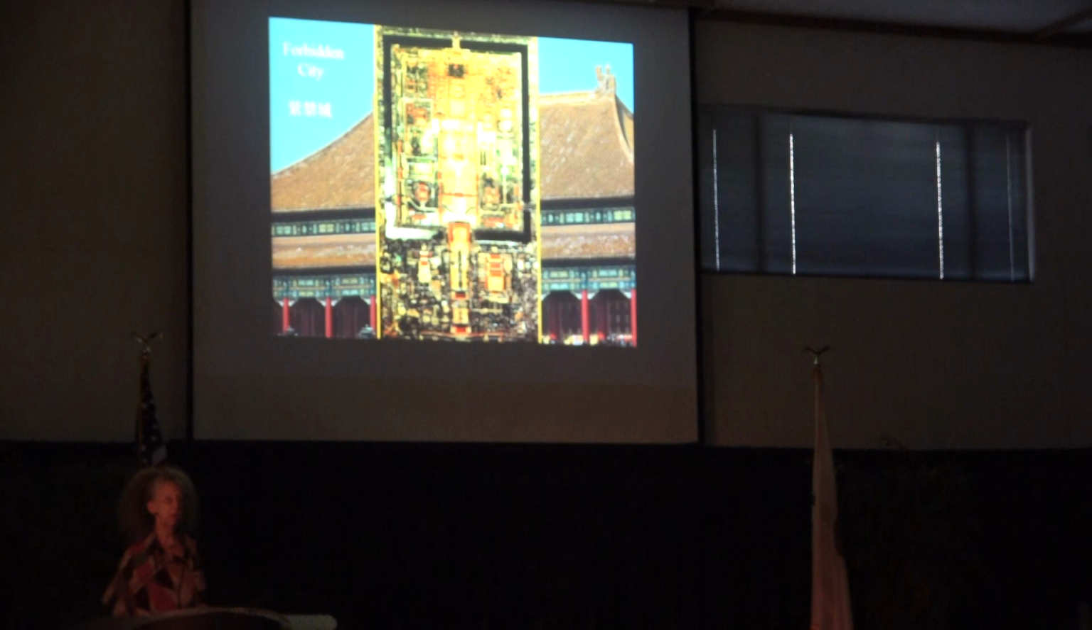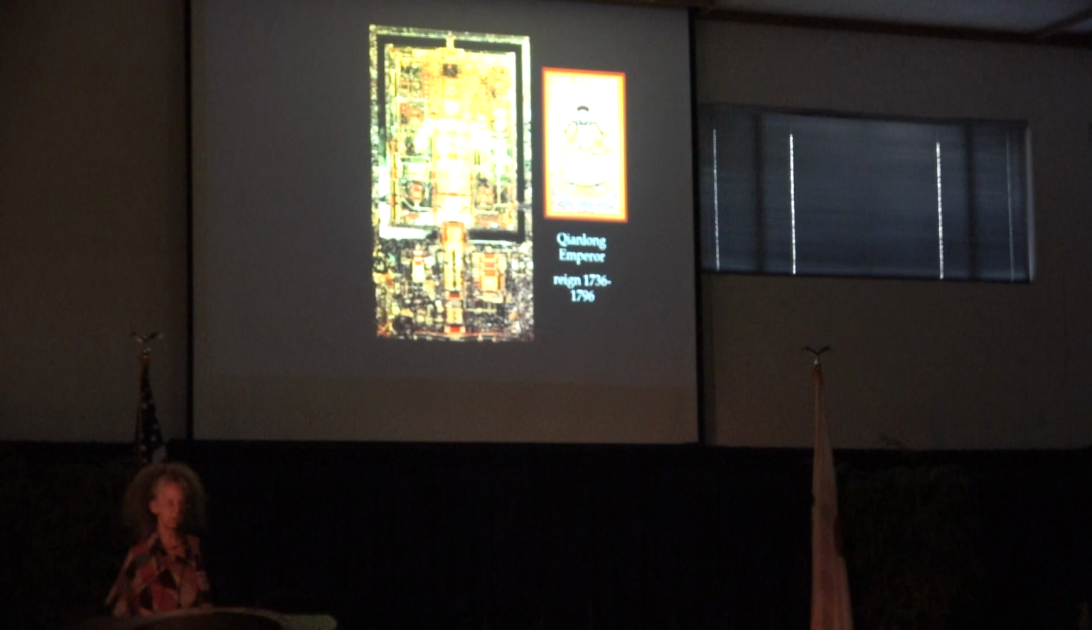Now, the Qianlong Emperor occupied the Forbidden City in Beijing during this time period in the 18th century. Many of you know that the Forbidden City became known as the Winter Palace as opposed to the Summer Palace. And many of the Qing emperors actually did not really enjoy being in the urban area of the Forbidden City. So they spent as little time as possible there.